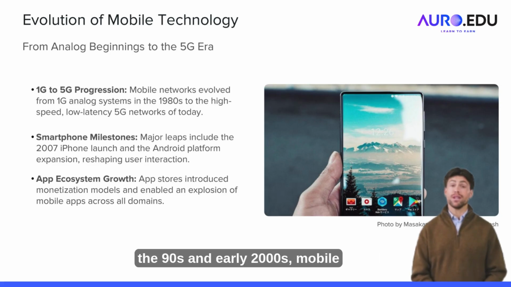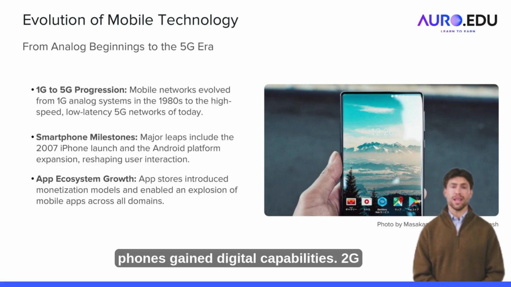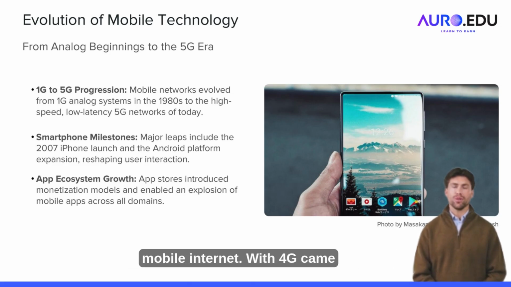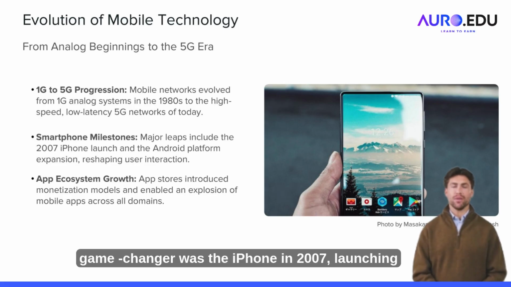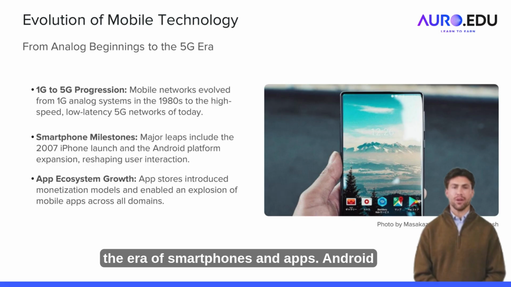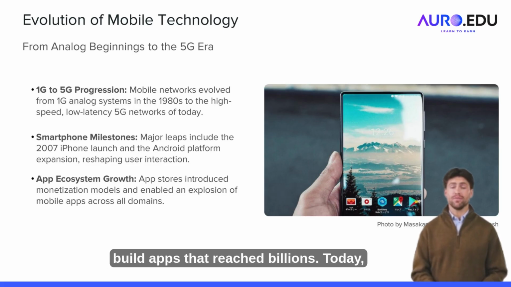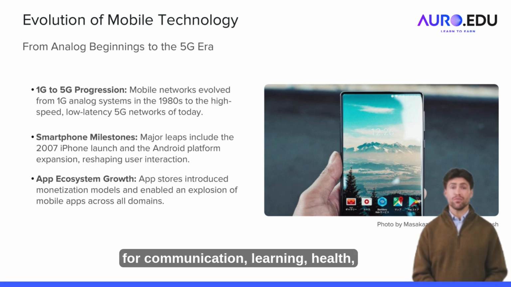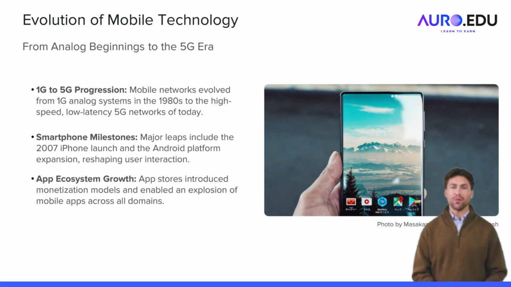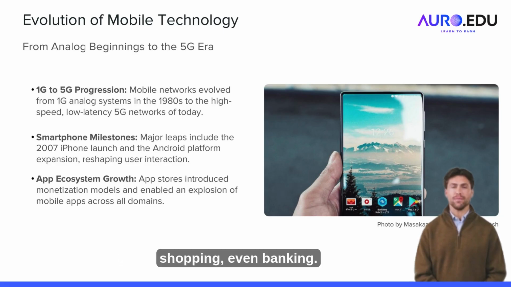In the 90s and early 2000s, mobile phones gained digital capabilities. 2G brought us text messaging, while 3G introduced mobile internet. With 4G came HD video streaming and real-time GPS. The game changer was the iPhone in 2007, launching the era of smartphones and apps. Android followed, enabling developers globally to build apps that reached billions. Today, smartphones are mini computers in our hands, essential for communication, learning, health, shopping, even banking.